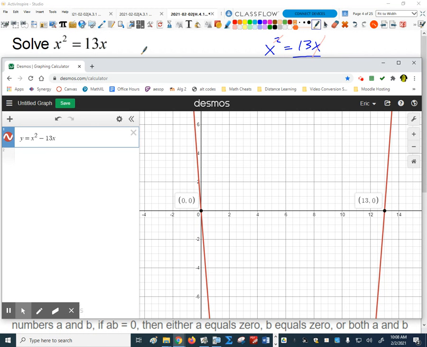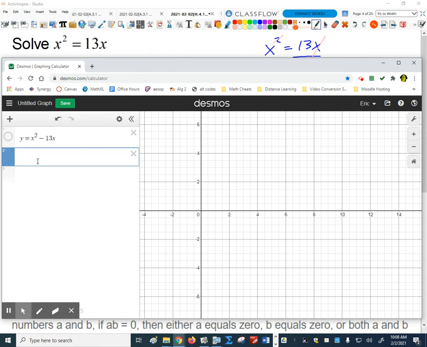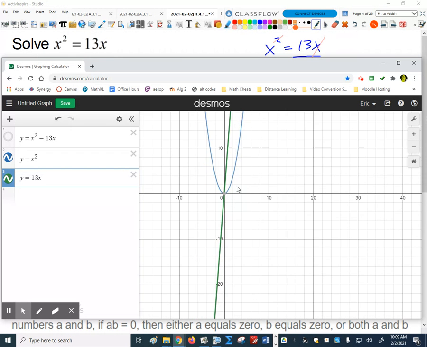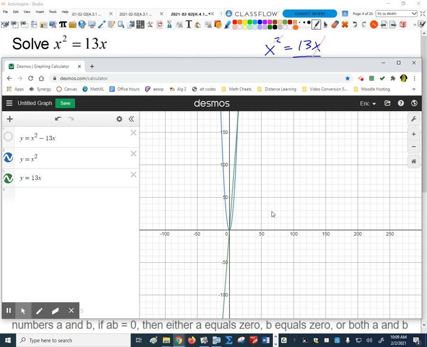Or I could do this a different way. I remember we have the other technique, where I can graph the left side and graph the right side and set them equal to each other. So even if I did it that way, that's fine. I'll turn this one off. And what if I graph the function y equals x squared and y equals 13x? And once again, if I zoom out far enough where I can see the intersections, I've got intersections at x values of 0 and 13, right? I get two solutions, not one.